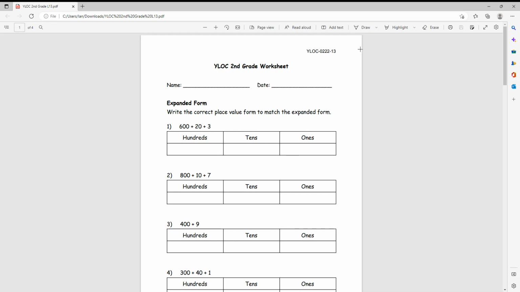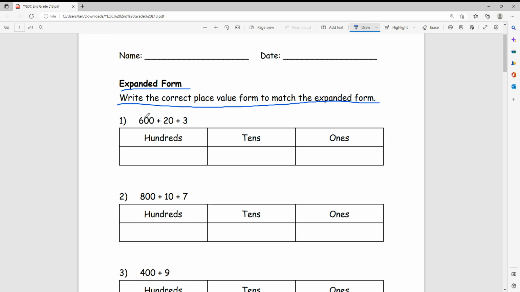This is second grade lesson 13, and the first thing we're doing is expanded form. It says write the standard place value form to match the expanded form. The first one is 600 plus 20 plus 3. For the hundreds, we write 6 because there's 600 here. For the tens, there's 2. And for the ones, there's 3.